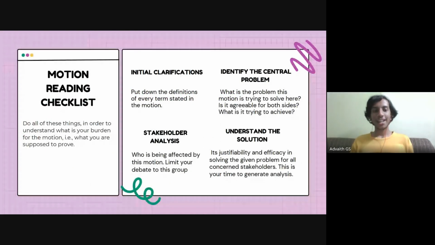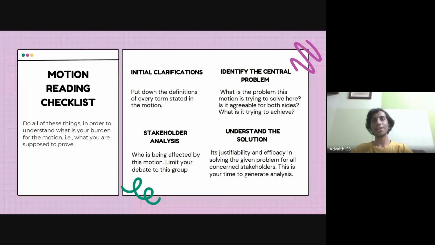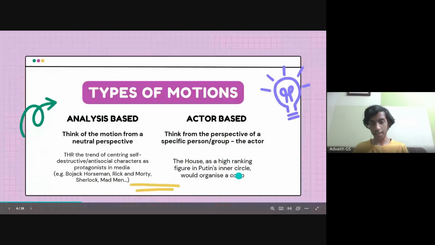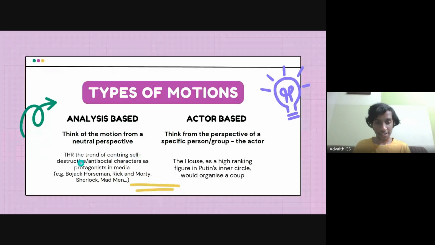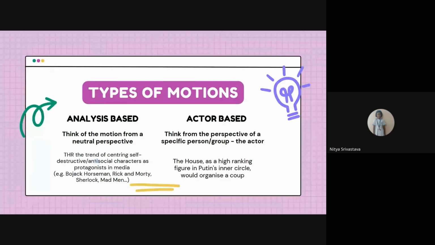All right. Motion reading checklist, this is the first thing. There's no set method to start preparing for your debate, but this is what we believe you should start with when you're trying to build a case. The first thing you should do is identify what every single term in the motion means. Initial clarifications. You have to make sure that you understand what, say, a coup is, or what you mean by a self-destructive or anti-social character.